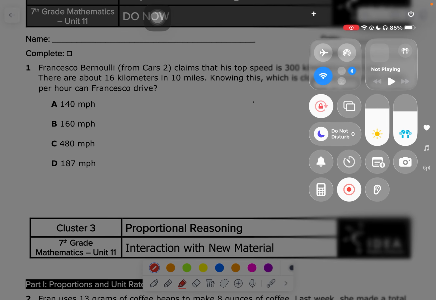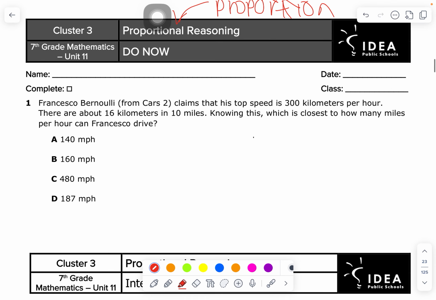Right. We made it all the way to cluster 3, which is proportional reasoning. And as the name says, the strategy we're going to be using to solve this type of problems are proportions. So remember that a proportion is a set of two ratios that are equal to each other.